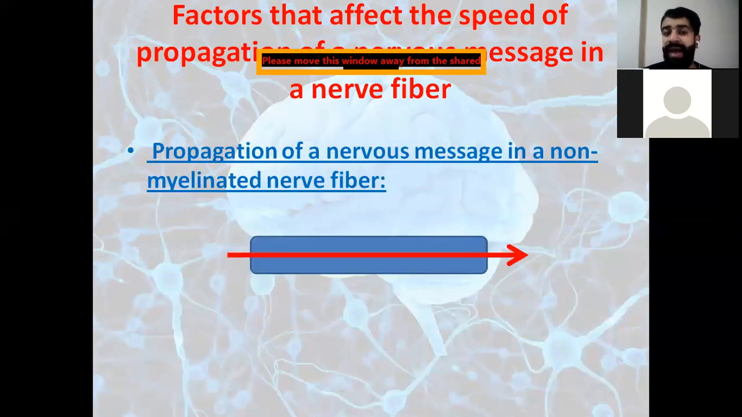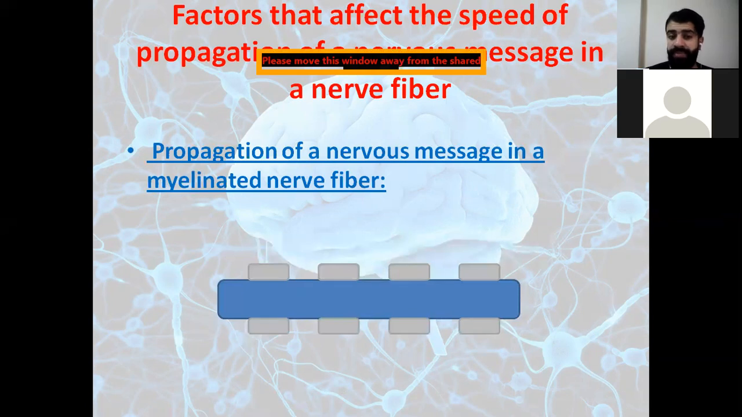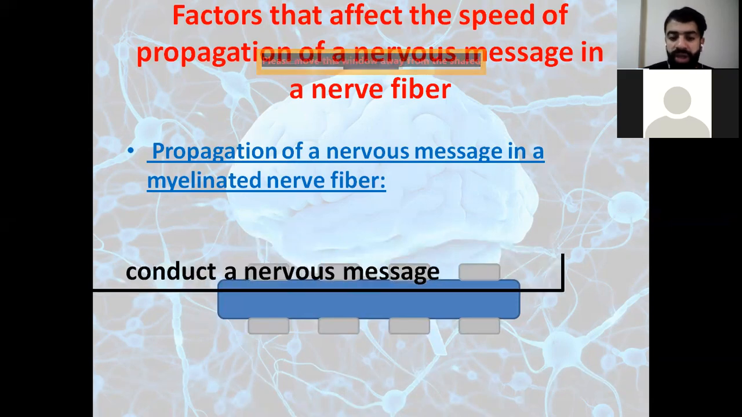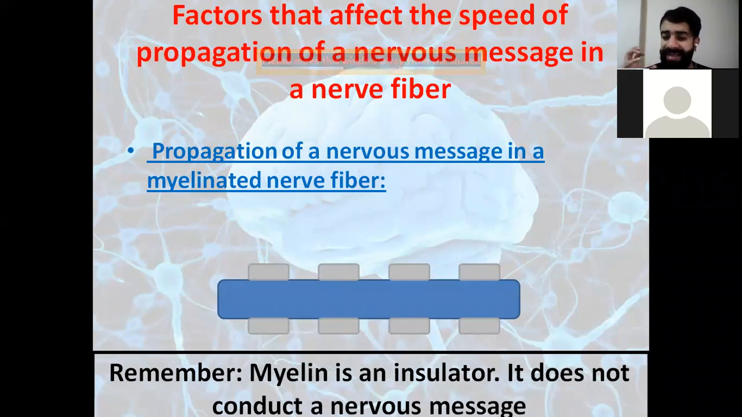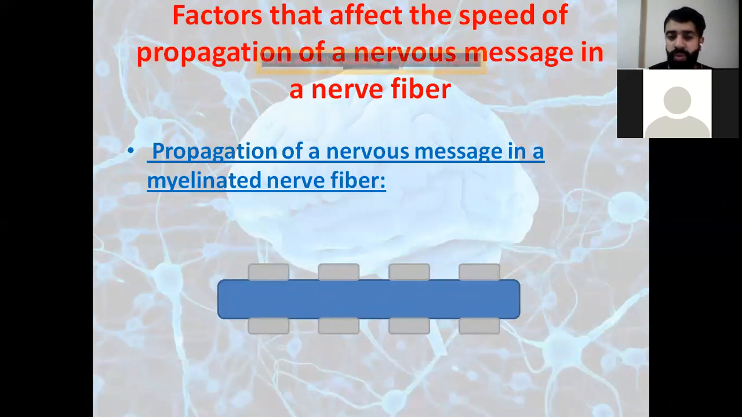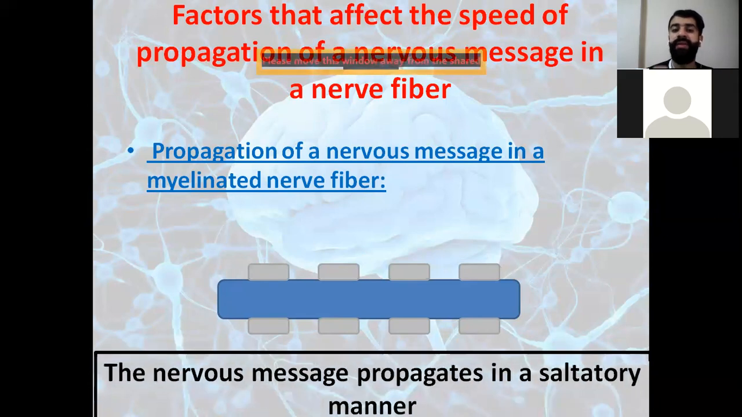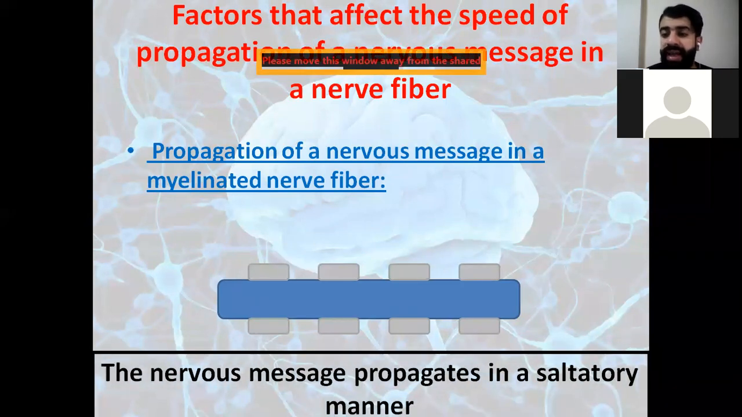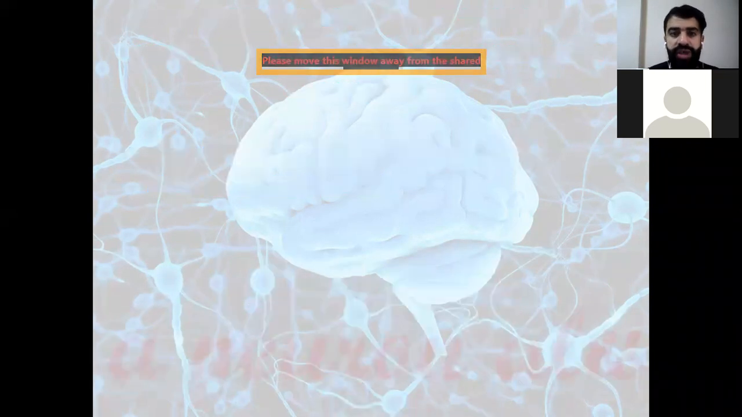The propagation of the nervous message in the non-myelinated fiber moves continuously in this direction, while the propagation in the myelinated fiber is going to jump over the myelin sheath. So, as we said, myelin acts as an insulator. It does not conduct a nervous message. As such, the message will be jumping over the myelin. So the nervous message will propagate in a saltatory manner, meaning that it's going to jump over the myelin sheath. That's why it's going to be faster. Jumping is faster. So that's why the message is going to be faster.